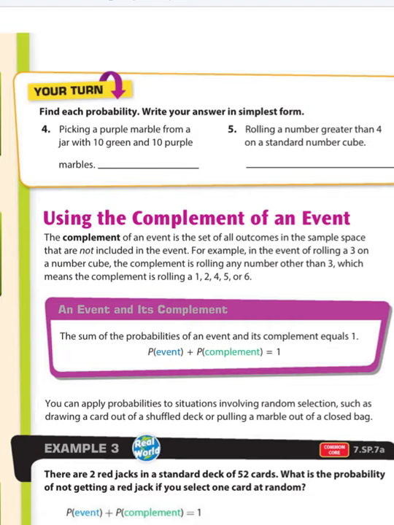All right, I'm going to go over the answers. So number 4, picking a purple marble from a jar with 10 green and 10 purple. Well, that's 10 purple marbles out of 20 marbles total, or 1/2. Or you could have written that as 50%, or 0.5. And then the second one, rolling a number greater than 4 on a standard number cube. Well, the only events greater than 4 are 5 and 6. So that's 2 out of 6 possible outcomes, or 1/3.